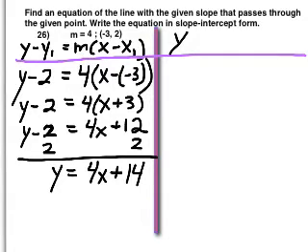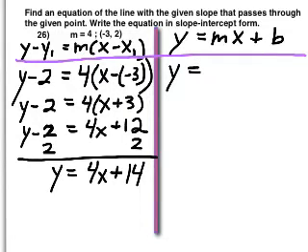The point-slope, or the slope-intercept form: y equals mx plus b. Okay, so we have our slope. y equals 4x, but we don't know our y-intercept, because the point they've given us, this point over here, is not the y-intercept. However, that point is on the line, so it's got to work in this equation.